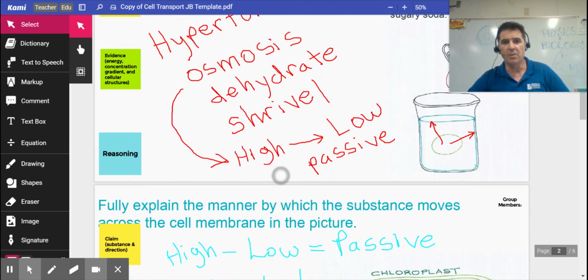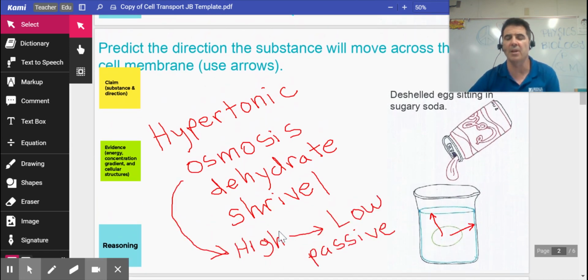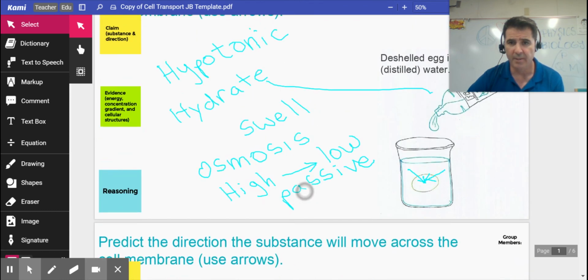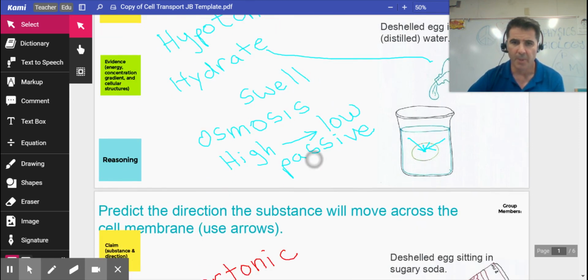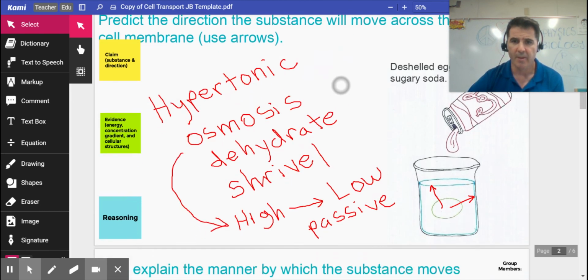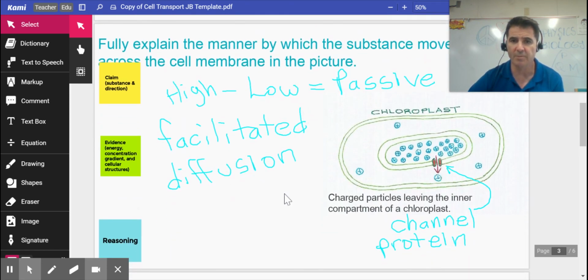And these two: this one in particular is hypertonic because it is very sugary, and that causes osmosis to have the water leave the cell, dehydrate and shrivel. And once again, this is passive transport. And the last one is also passive transport. Hypotonic is causing hydration and swelling, and osmosis, once again, is going high to low. So passive transport, passive transport, passive transport. This one's not osmosis.